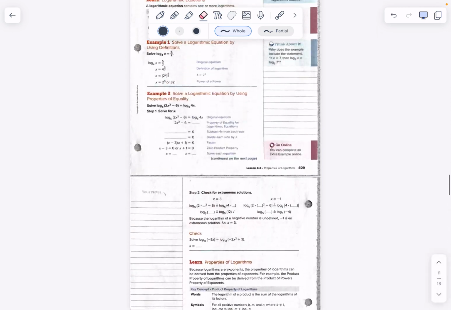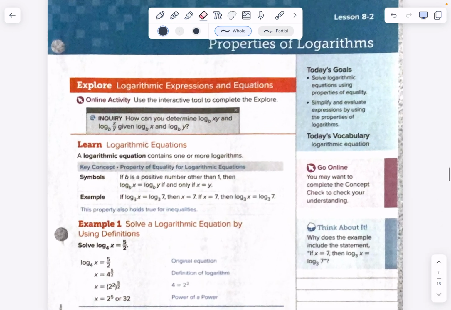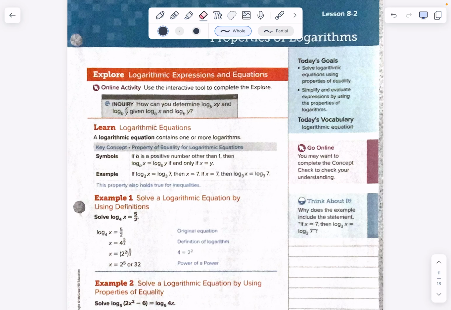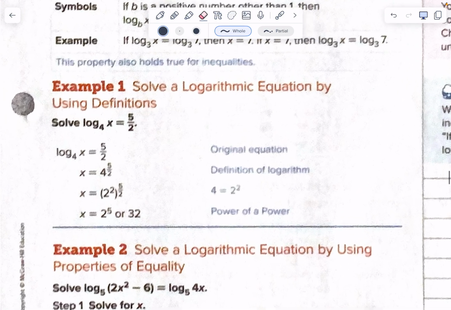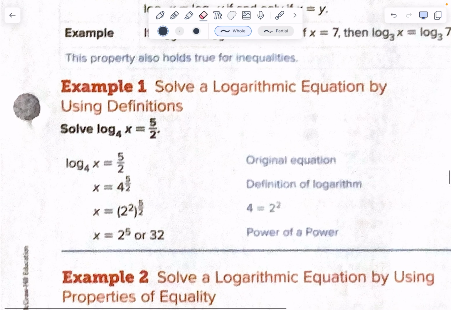Okay, let's go to 8-2, properties of logs. This is the little bit funner stuff of logs. This is what I like to do. This is a little bit funner, okay? Here we go. Solving log equations by using definitions.